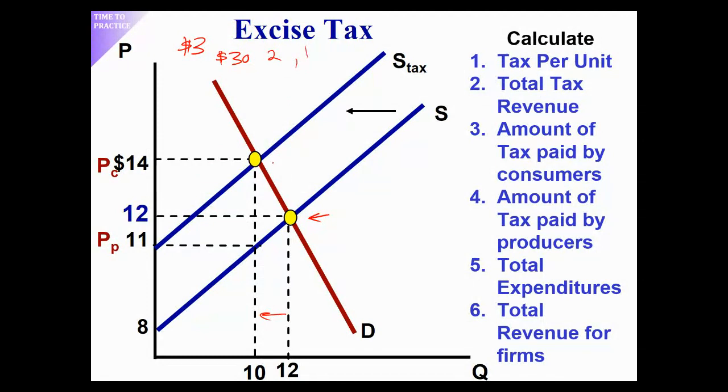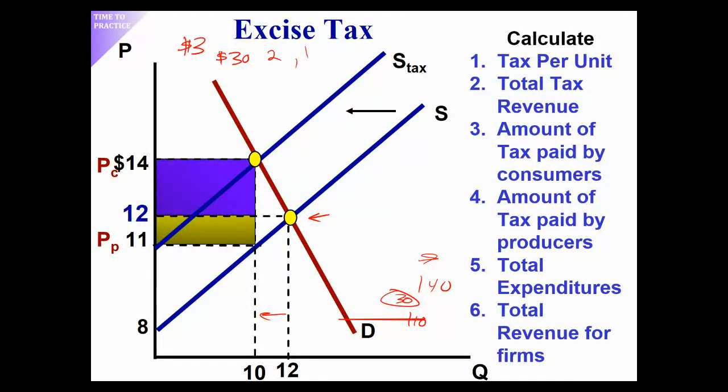And then it says here the total expenditures. Total expenditures means total revenue. So that'd be 14 times 10, which would be 140. And then the total revenue for the firms would be 11 times 10, because that's what they're receiving, and that would be $110. So that means that $30 went to the government, which we had already calculated above.